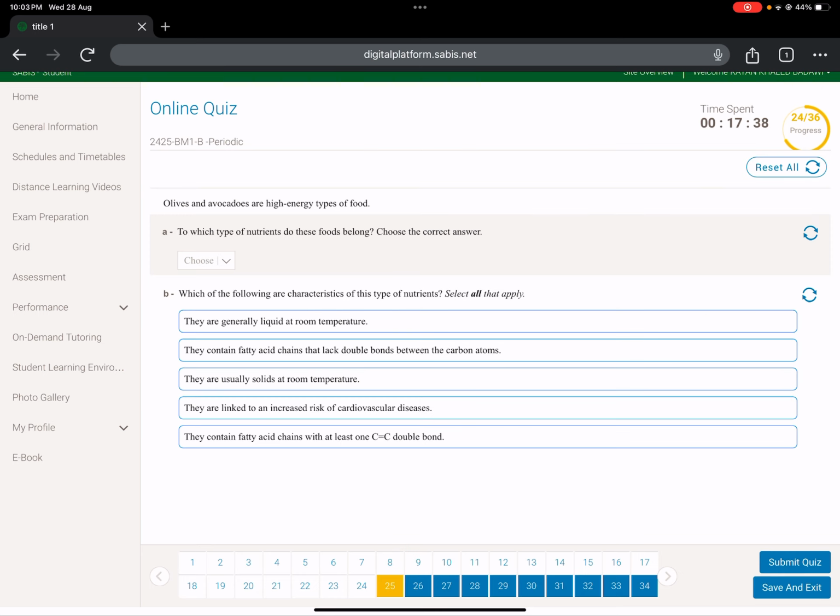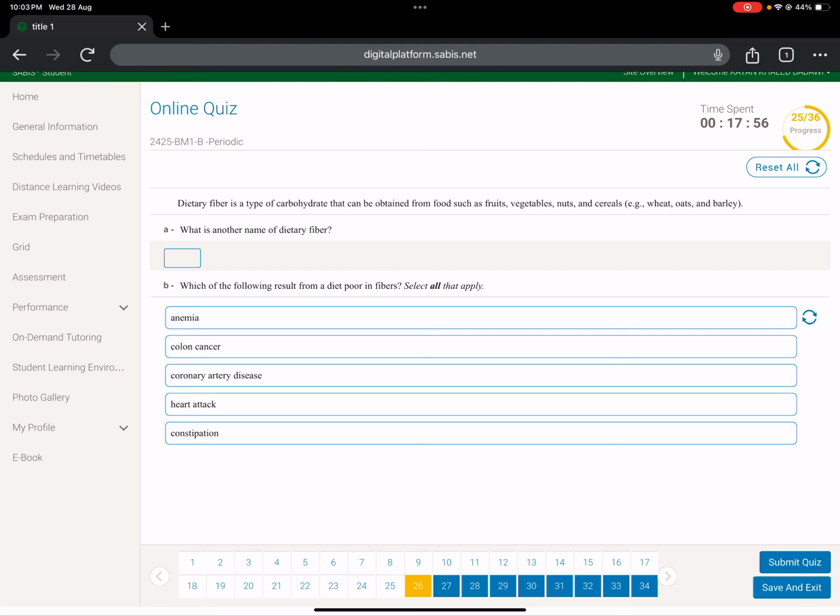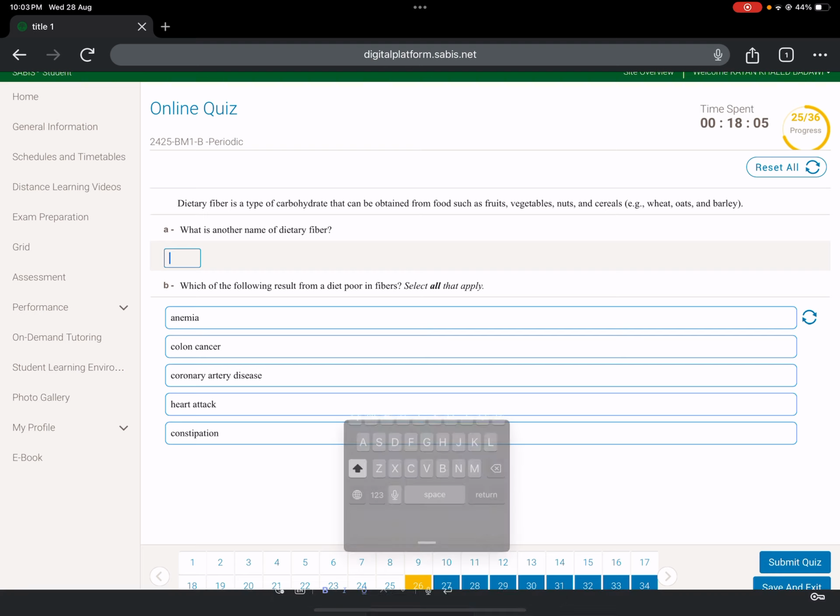So olives and avocados are high energy types of food. To which type of nutrients do these foods belong? Of course, it's going to be unsaturated fats. Which of the following are characteristics? Remember, unsaturated fats are liquid and they contain at least one C double bond. Dietary fiber is a type of carbohydrate that can be obtained from foods such as fruits, vegetables, nuts, and cereals. What is another name? Another name is roughage.